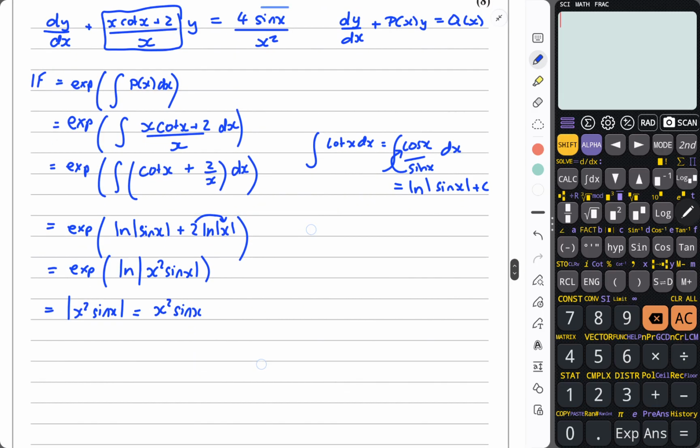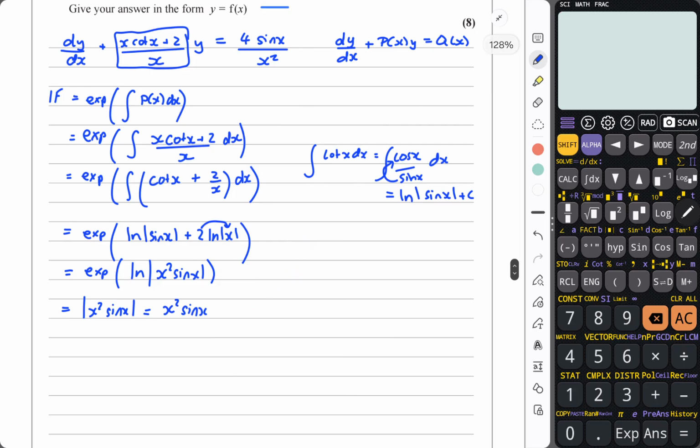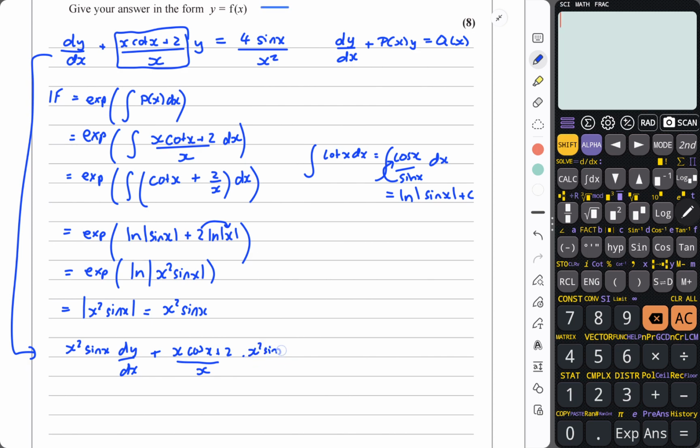Which is our integrating factor. So we then multiply our equation by the integrating factor, so I get x squared sine x times dy dx. When I say the equation, I mean the one after we've done the division, plus (x cot x plus 2) over x times x squared sine x y is equal to 4 sine x over x squared times x squared sine x.